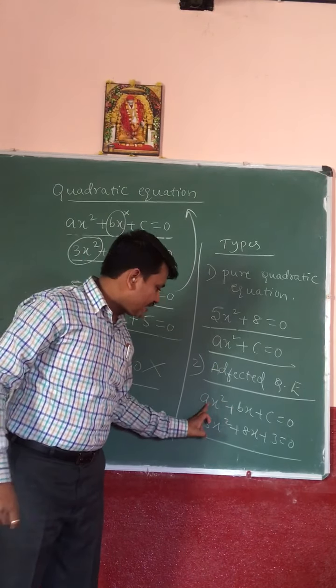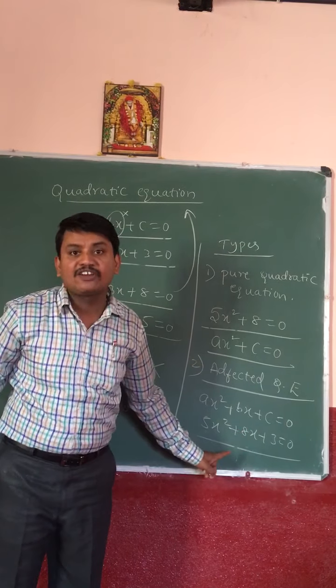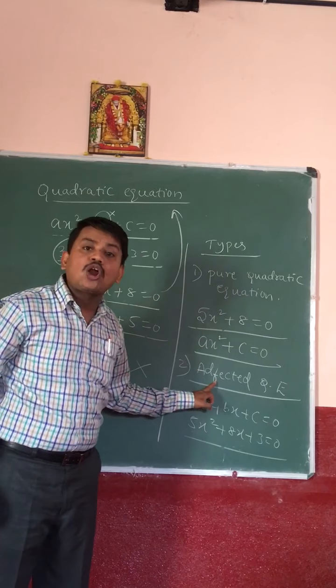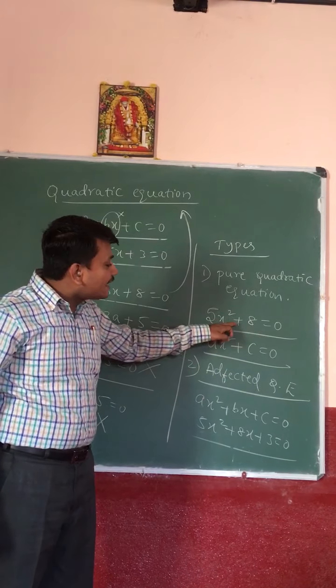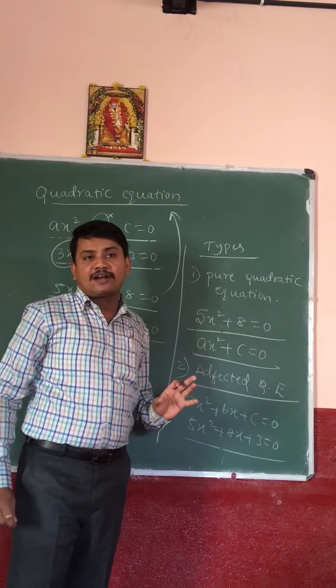We have all the terms: ax square, bx, plus c, 5x square, 8x. This type of quadratic equation we will call an unaffected quadratic equation. Whereas if there is no bx term, then it is called a pure quadratic equation.